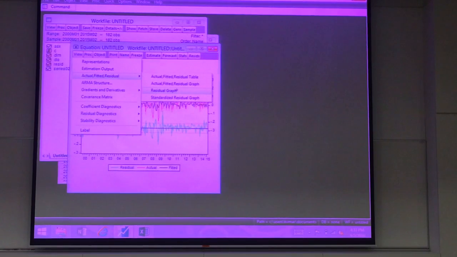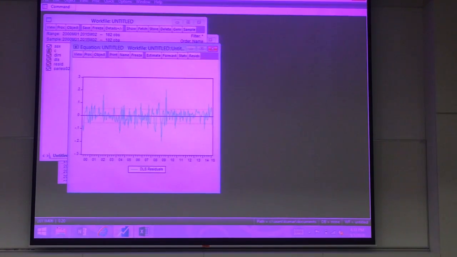If you want only the residual graph, you have it here. You know what I'm showing? The only residual graph. So if you have to get only the residual graph, choose from here.